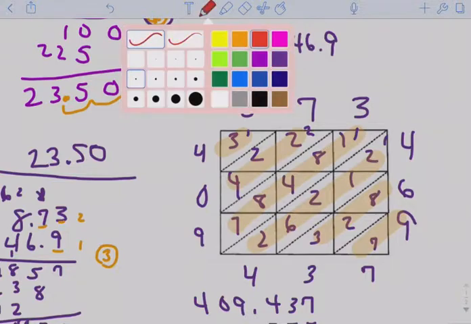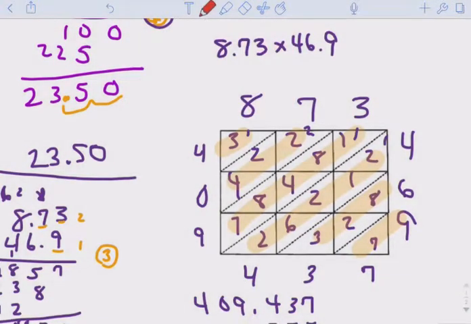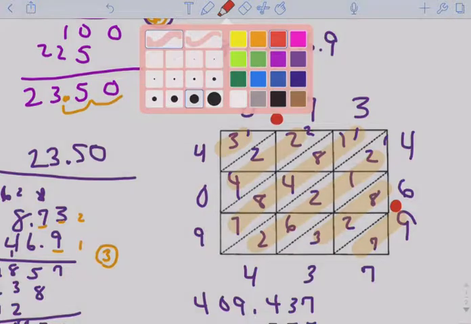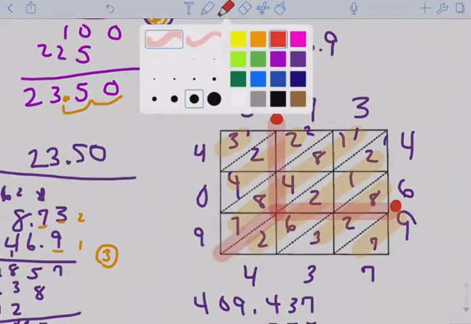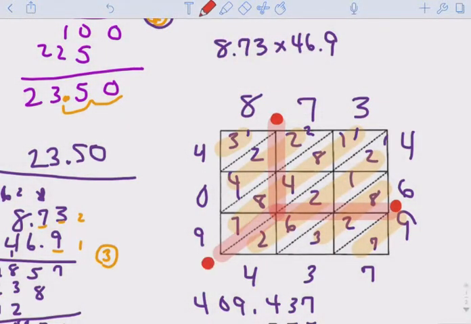I didn't do it originally, and I made a point to say that when I set up the lattice I didn't have the decimal point in place where it should be. So it was 8.73 and 46.9. If you notice, the decimal point falls on a vertical line and a horizontal line in the lattice. So what you do to use the lattice to place your decimal point is you trace along that vertical line, trace along that horizontal line, and where they intersect, you trace along that diagonal, and that is where you put your decimal point.